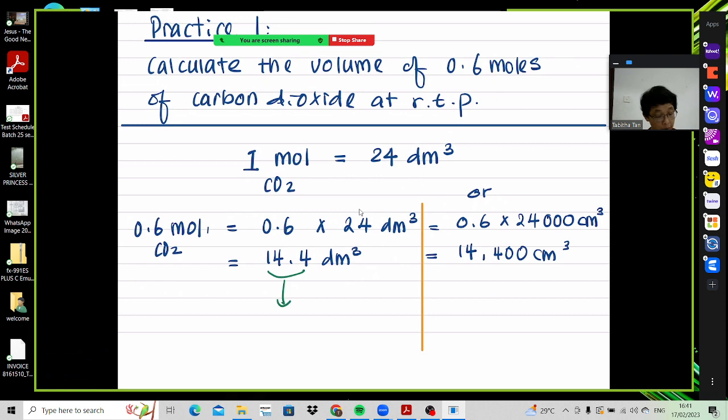You can just put it down, and if you want to make that cm cube, it's just 14.4 multiply 1000, and you will get 14,400 cm cube. Whichever way, depending on what the question requested. If the question requests dm cube, you can provide that and stop there. But if they request the answer in cm cube, you can choose this method, or you can choose this method and then do the conversion at the end. Fine, you will get full marks for that.